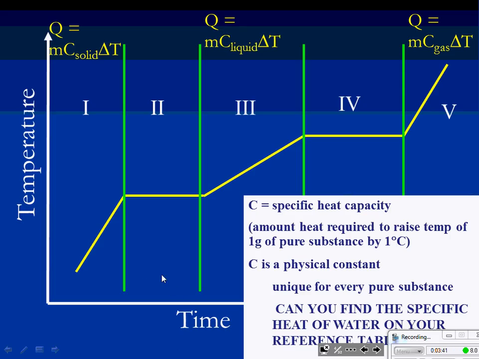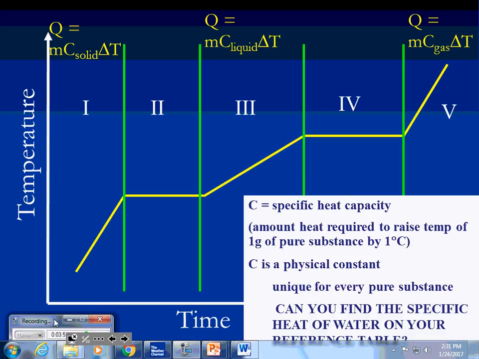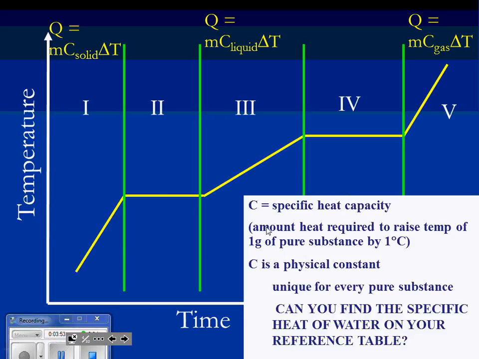Okay. Here is a chart that is dealing with the specific heat capacity. It is the amount of heat required to raise the temperature of 1 gram of a pure substance by 1 degree Celsius. That is the definition of specific heat. And specific heat is a physical constant. It is unique for every pure substance.